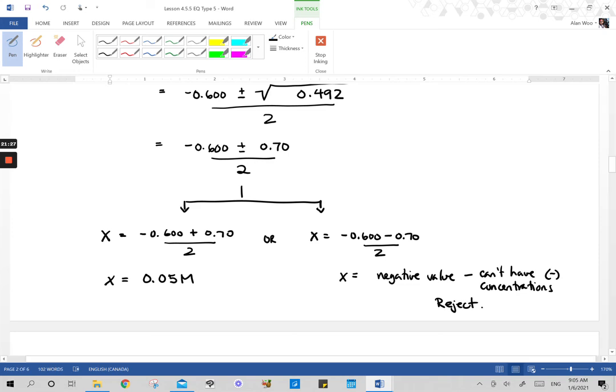Okay. Now, I want to make another point. There are some cases where x will be two positive values. Okay, so there's no negative value calculated. In that case, you always want to take the smallest positive value. Okay, so in this situation, the clear winner is 0.05.